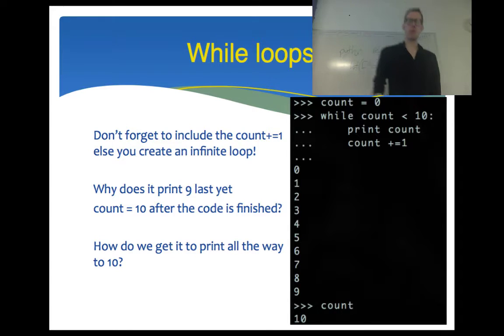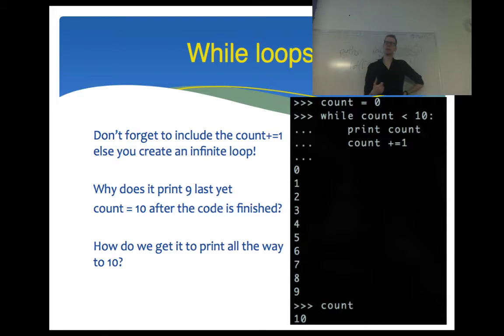So here's an example. I start with a count set equal to 0. I want to do something while that count is less than 10. So while the count is less than 10, colon, new line, indentation. What do I want to do? Well, I want to print the count, and then I want to add 1 to the count. Remember, count plus equals 1 is the same as saying count equals count plus 1. So whatever value count currently has, we're going to add 1 to it. So count will start at 0, it will print 0, and then it will set the count to 1.